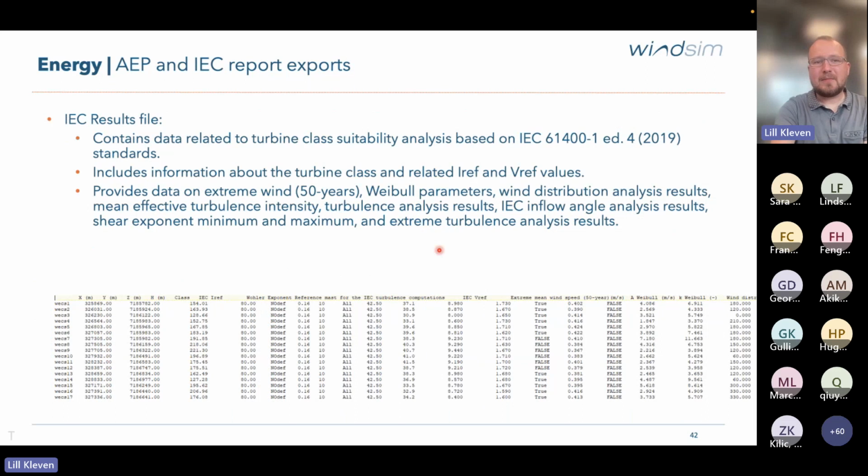And for the IEC results file, that data contains data related to the turbine class. You see the IEC turbulence intensity reference, wind shear exponent. The header in the file is not so easy to see, but you see some true and false in this column, and that is connected to whether the turbine fits or not, if it matches the IEC criteria or not.